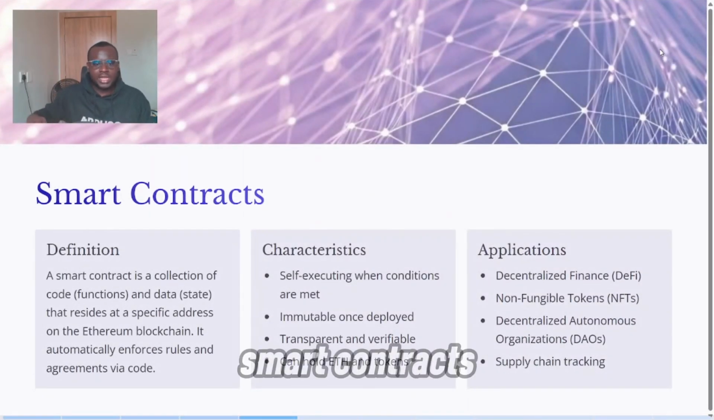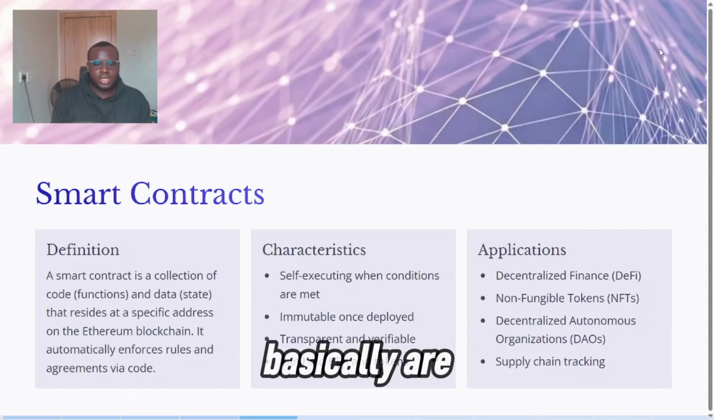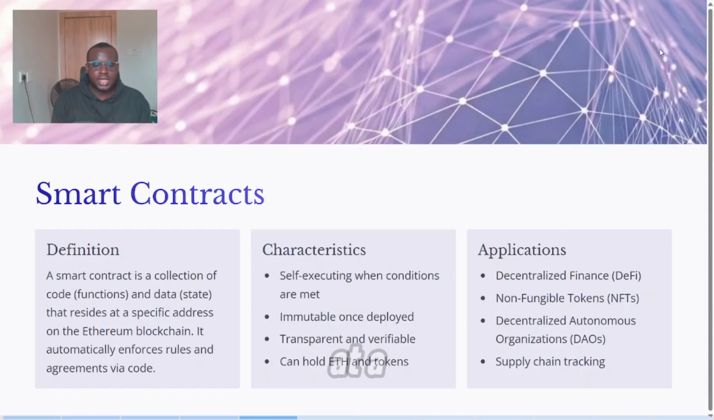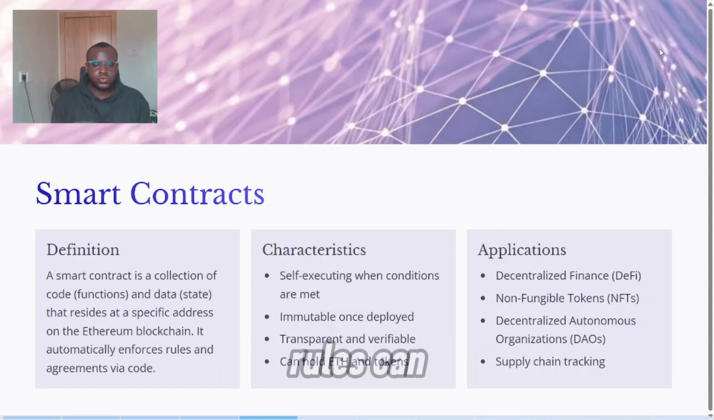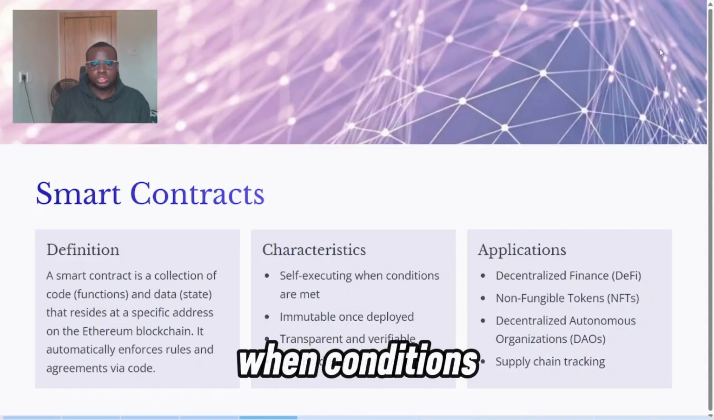So we come to smart contracts. What are smart contracts? Smart contracts are a collection of code or functions and data that resides at a specific address on the Ethereum blockchain, and these rules can be automatically enforced if certain conditions are met, right? So all of the agreements, all of the things that need to be done, are implemented into the code and stored on the blockchain. The characteristics of smart contracts include, but are not limited to, self-executing when conditions are met.